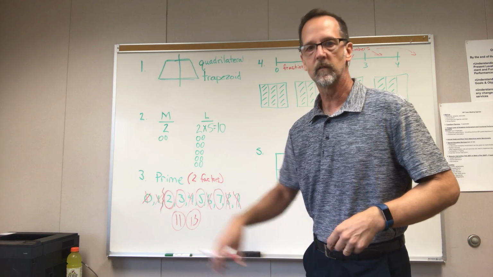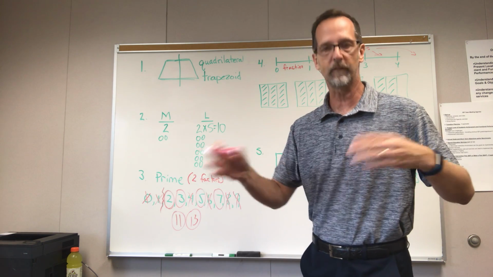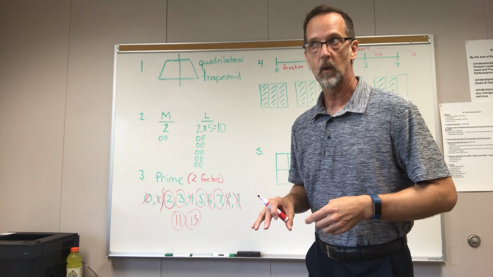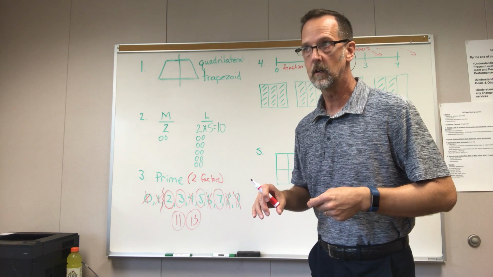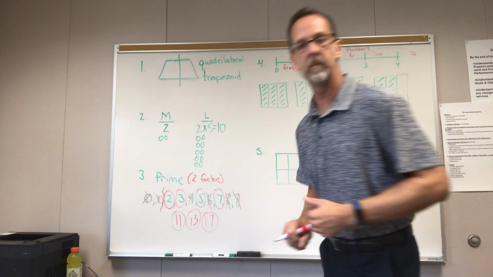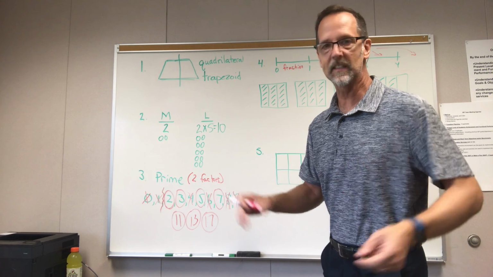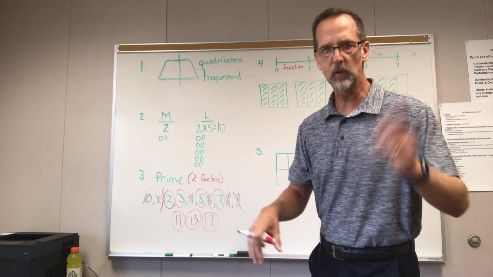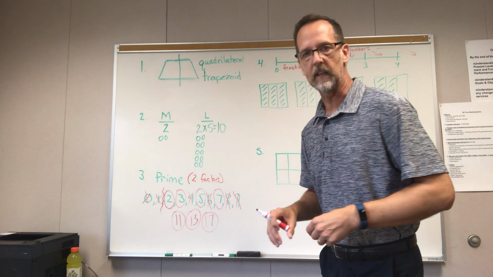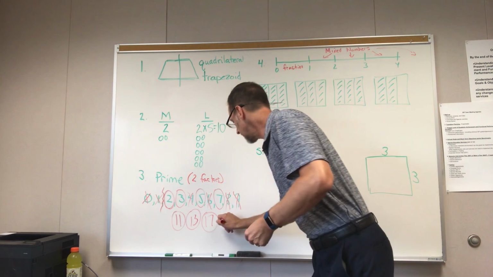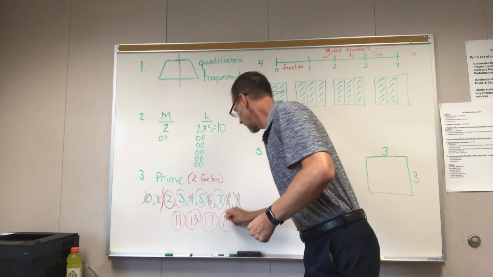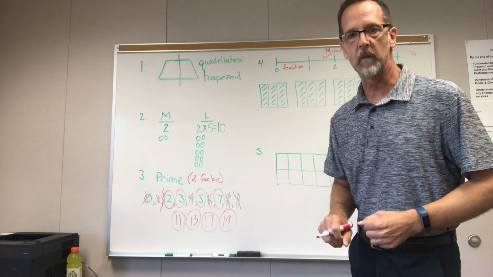16, 16's even. Okay, so that's going to have 2 times 8, 4 times 4, 1 times 16. It's composite. 17. 1 times 17, and that's it. So 17 is a prime number. 18. 18 is even. 3 times 6, 2 times 9, 1 times 18. Okay, so that's composite. 19. 1 times 19. Was there anything else? Nope. 19 is a prime number.